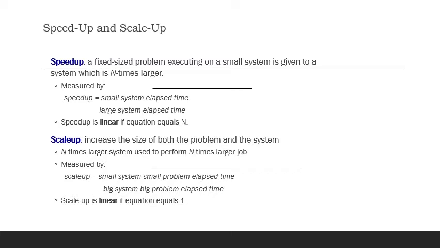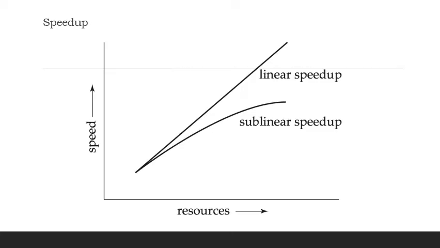Then, in the case of scale up, we increase the size of both the problem and the system. So an n times larger system is used to perform an n times larger job. It can be measured as: scale up is equal to small system, small problem elapsed time divided by big system, big problem elapsed time. The scale up is linear if the equation equals 1. Let's see again in detail.